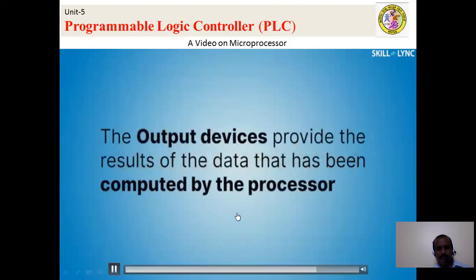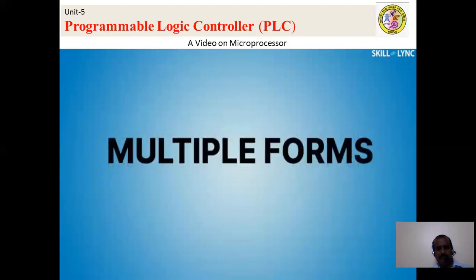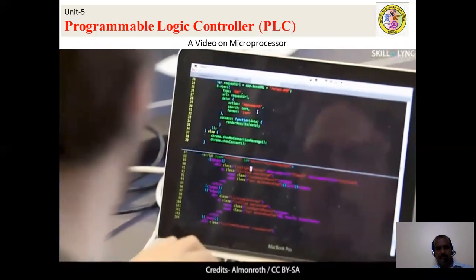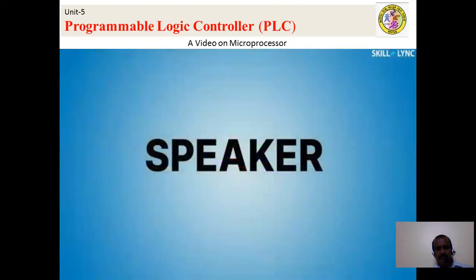The output devices provide the results of the data that has been computed by the processor. The output can be in multiple forms. It can be in visual form when you consider the monitor of your computer, or it can be in an audible form when you consider the speaker of your computer.